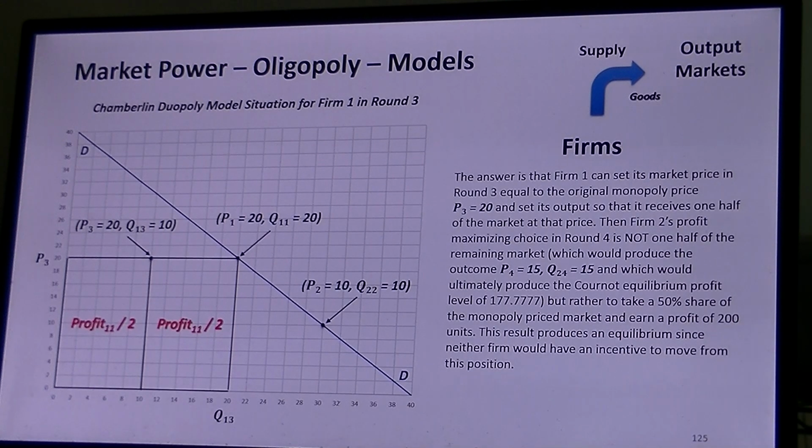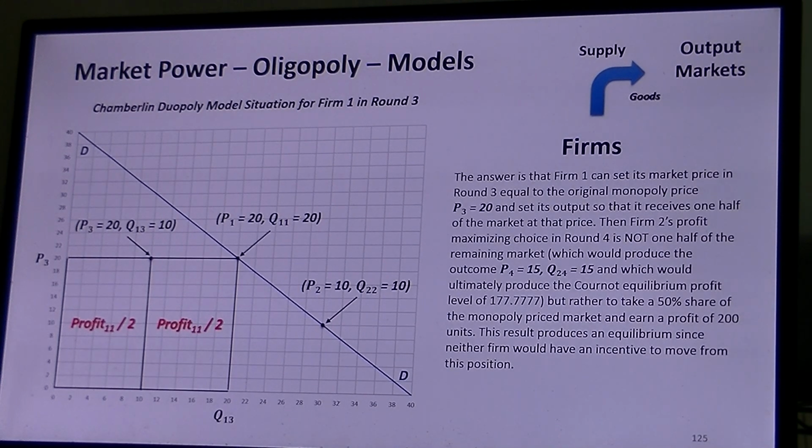So firm 2 will say, well, let's see, if I do the Cournot, there's 30 left. If I maximize my profits based on taking half the market, then I'm going to sell my product for a price of 15, but then I'm going to move towards some type of Cournot outcome.